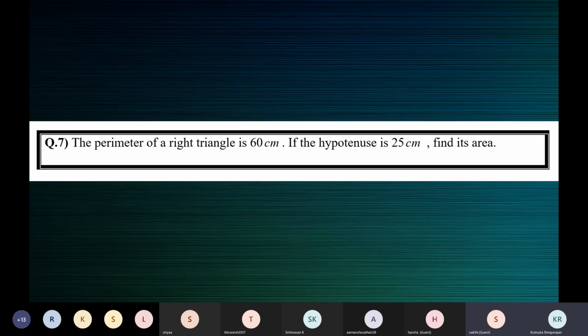Ma'am, its area is 1225 by 8, ma'am. 122.5 by 8, ma'am. What are the sides you got? 35 by 2, 35 by 2, ma'am. No. No, no.